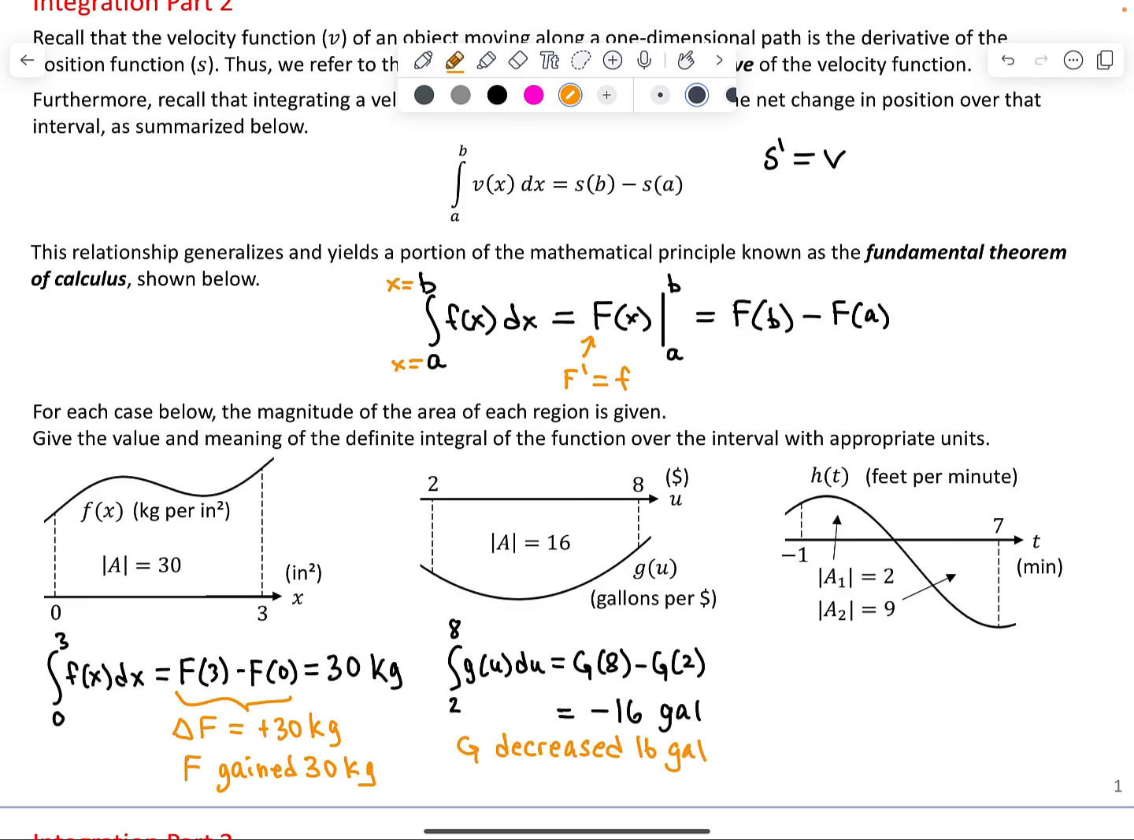In this last example, our function is h of t. The outputs are measured in feet per minute. The independent variable is t, measured in minutes. So this is a velocity position scenario.